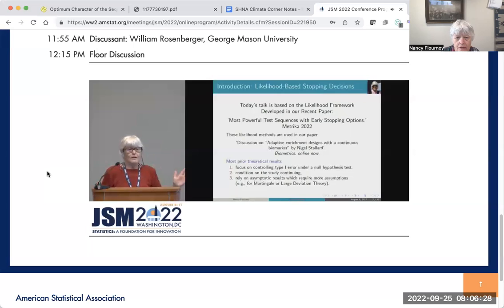Standard work in group sequential designs focuses on controlling your type 1 error under a null hypothesis. And for a large part, and I'll note some exceptions, the theoretical justification for group sequential designs is all done under the null hypothesis, controlling type 1 error. And of course you want to do that, but our thesis is you can do more.